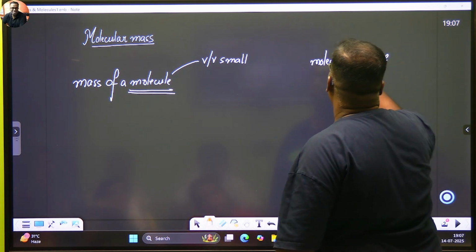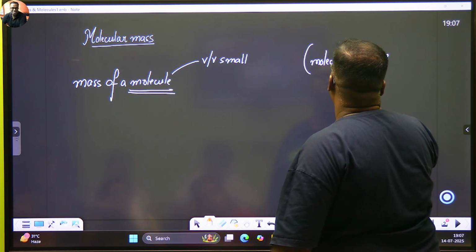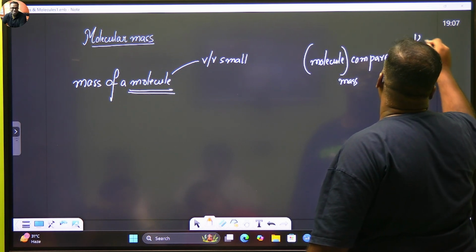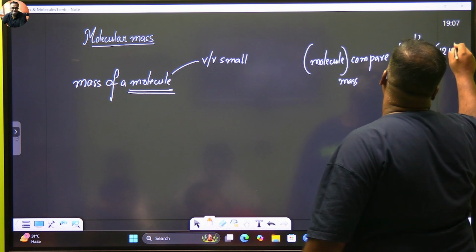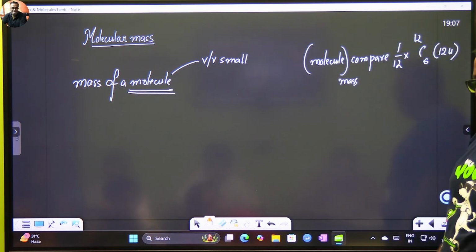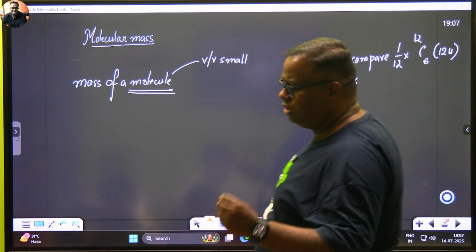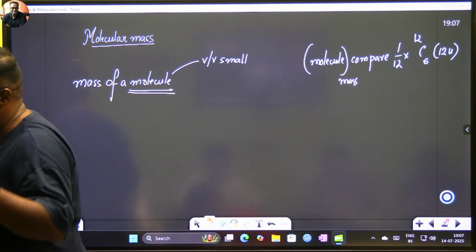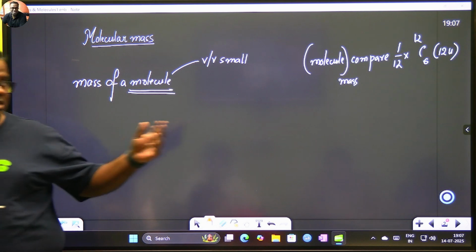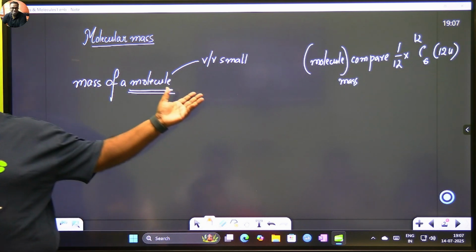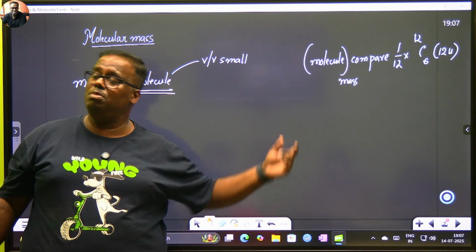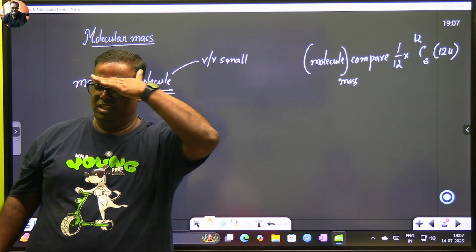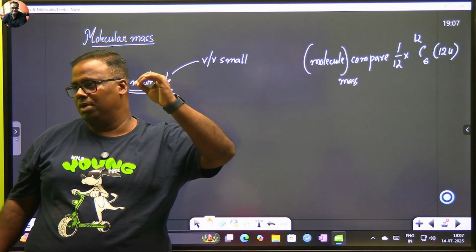So we will take the molecule, same story, and we will compare. What are you going to compare? The mass of the molecule. You are going to compare it with what? 1/12 of carbon 12, where carbon 12 itself is 12 atomic mass unit. Have you understood? So what is the molecular mass? The molecular mass, or the relative molecular mass of a molecule, tells us how heavy a molecule is as compared to 1/12 the mass of a carbon 12 atom, where carbon 12 has been assigned the mass of 12 atomic mass unit, or 12 u.